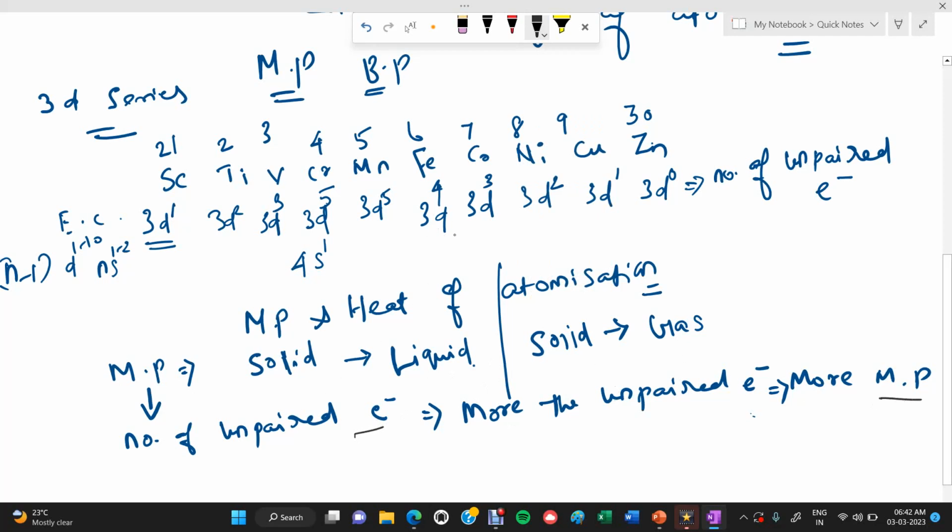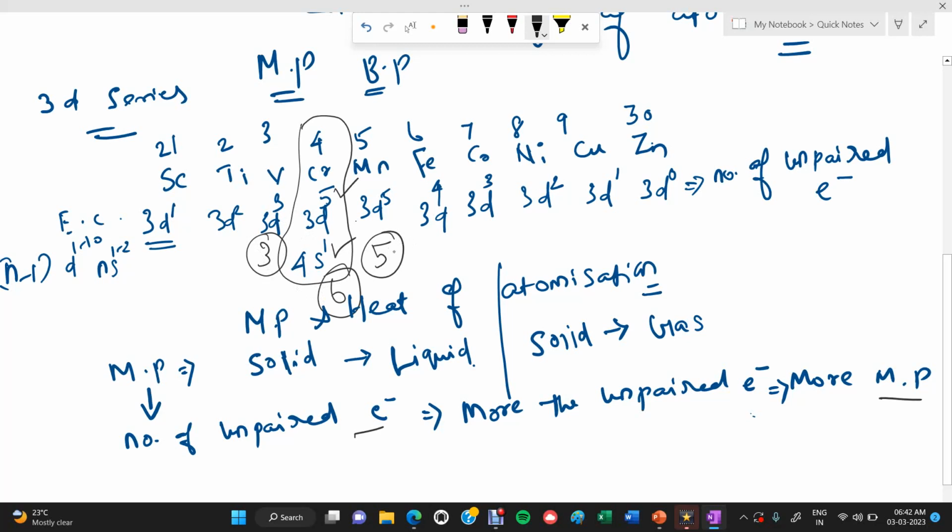Now, among the 3d series, which has the most unpaired electrons? Here, chromium. Chromium has the most unpaired electrons. How many? 3d5, five in d and one in the s orbital, so it has 6 unpaired electrons. Manganese has 5 unpaired electrons. The rest are all very low, and vanadium has 3 unpaired electrons.